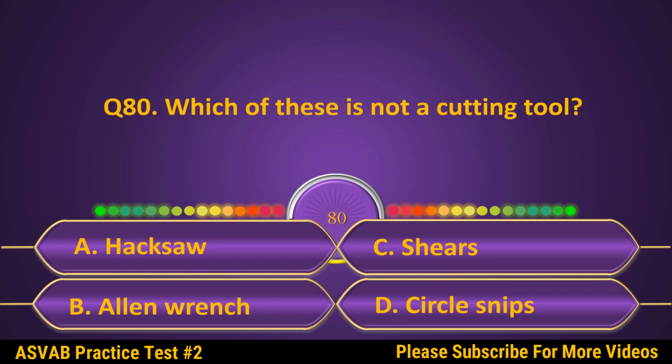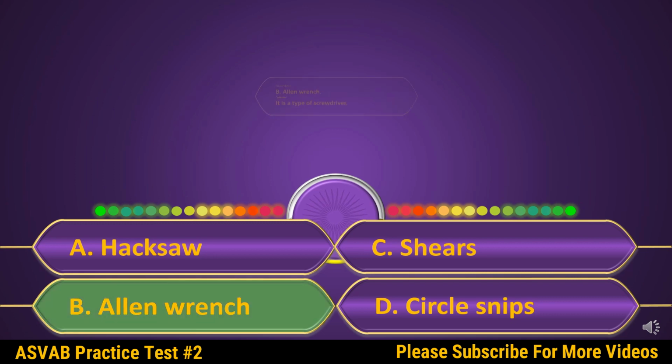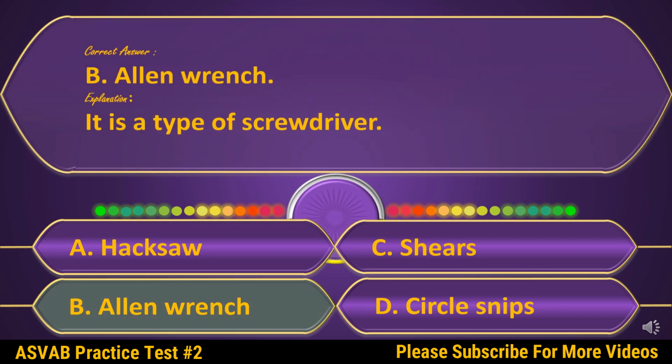Question number 80. Which of this is not a cutting tool? And the options are A. Hacksaw, B. Allen wrench, C. Shears, or the option D. Circle snips. And the correct answer is option B. Allen wrench. It is a type of screwdriver.